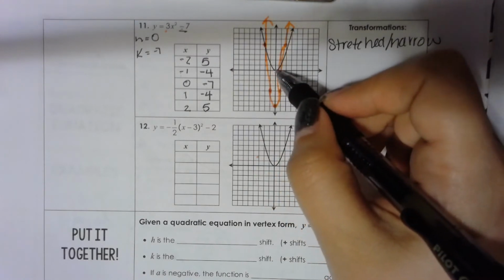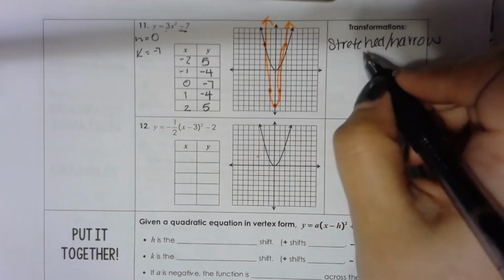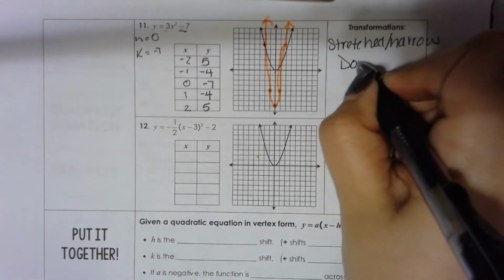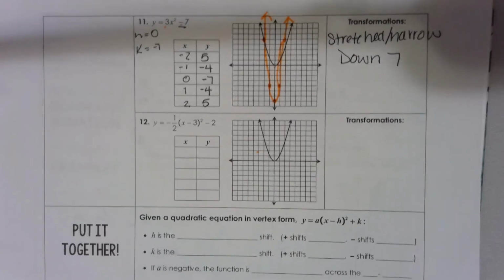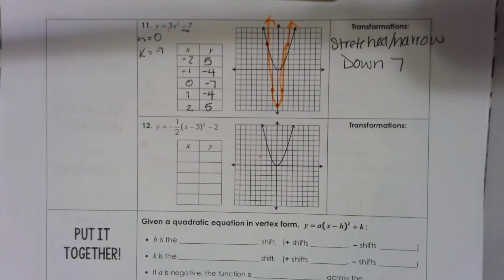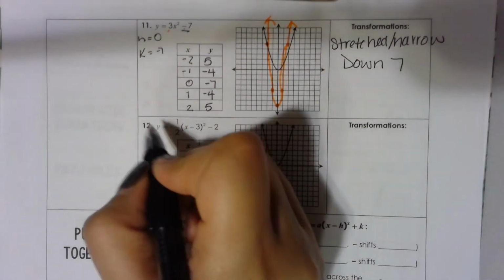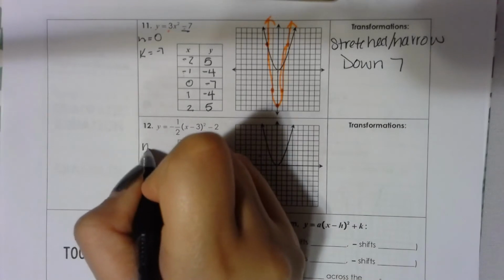And then doing number 12, we have a negative, so we're good. Our h is going to be +3. Our k is going to be -2. So placing those in the center, 2, 1, 4, 5, and then graphing them.